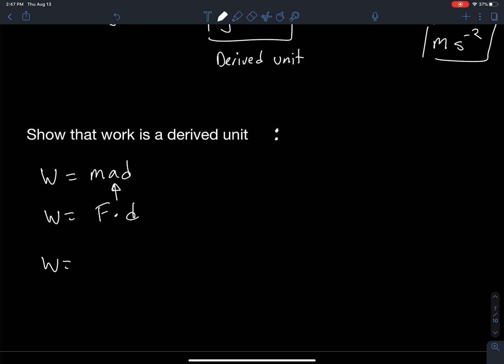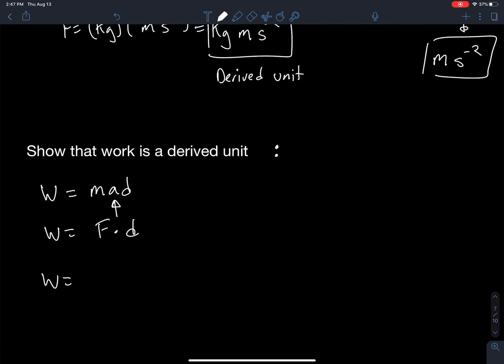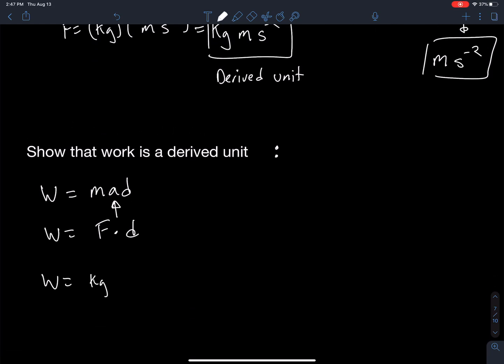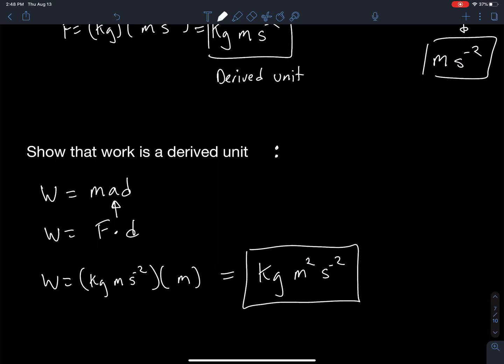So work is equal to force. We just talked about what the units for force are. Force is kilogram meter per second squared times the distance, which is measured in meters, which gives me kilograms meters squared per second squared. Whoa, that's wild. And that's a derived unit as well. So that was an explanation of derived units.